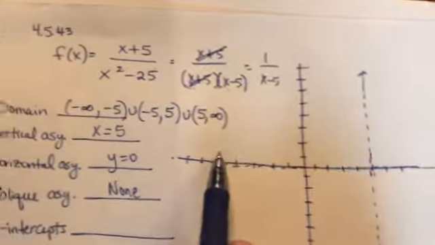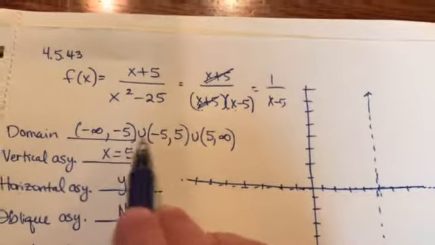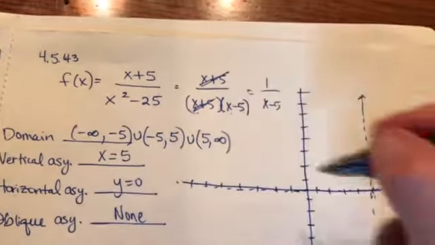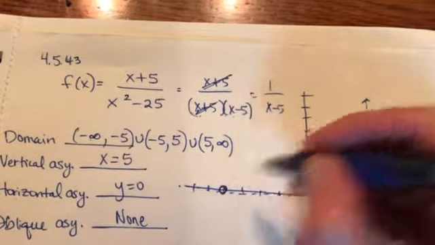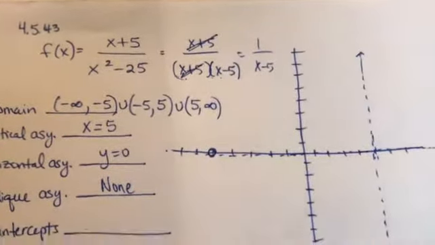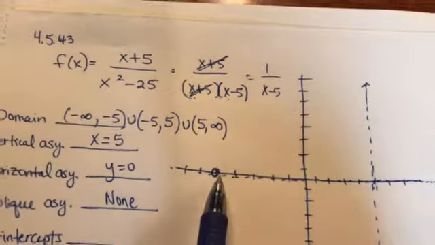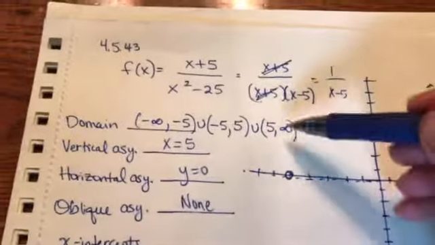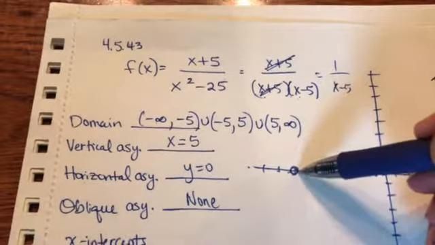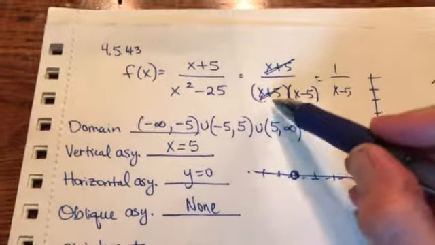So before I forget, do you remember in the very beginning that x can't be negative 5? So I'm going to come over here, 1, 2, 3, 4, 5, and I'm just going to put a hole right here, because no matter what my graph does, it can't touch right there. So although there's not a vertical asymptote, you would have a hole there because of what we saw in the very beginning.